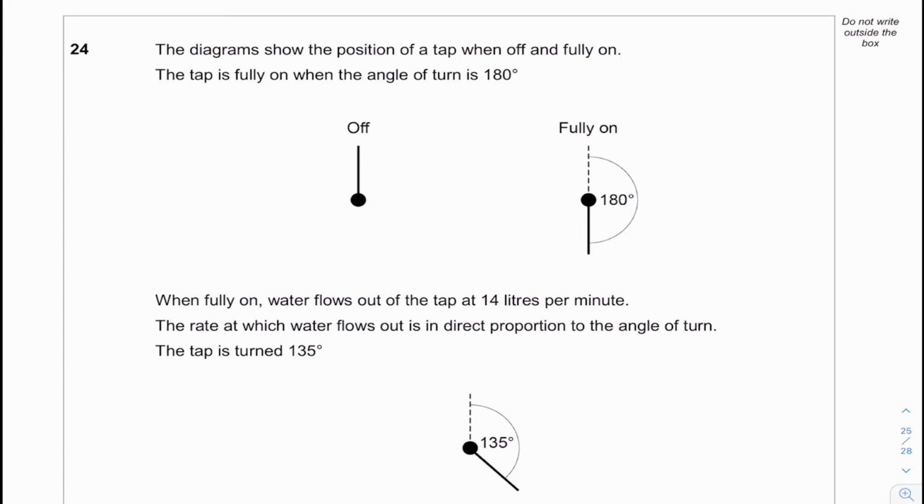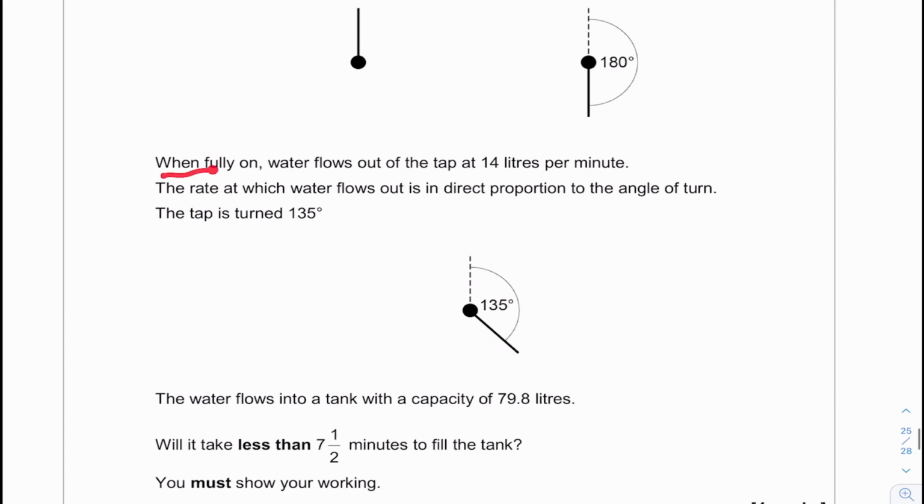Question 24 is again a bit of a weird question, but if we take it slowly we can get to the final answer confidently. So the diagram shows the position of a tap when turned off and fully on. So off and fully on is 180 degrees. When fully on, the water flows out of the tap at 14 litres per minute. So again, I'll highlight the key information as I go along. The rate at which water flows out is in direct proportion, that's important, to the angle of the turn.